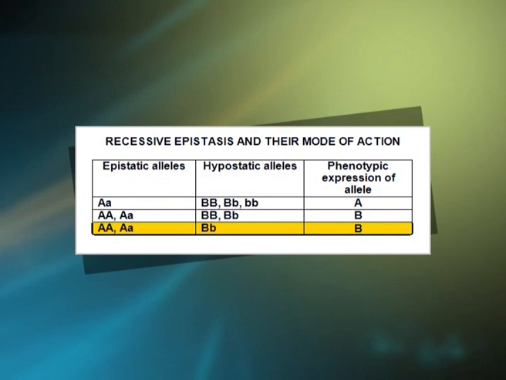And in the third row, you can see the epistatic alleles can be either capital A small a, and the hypostatic alleles capital B small b. The phenotypic expression of allele is capital B.